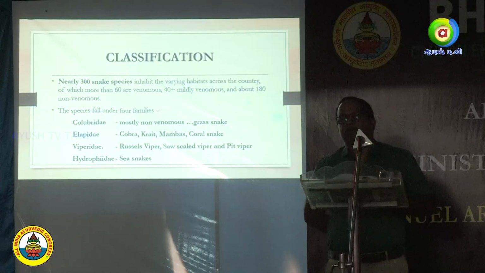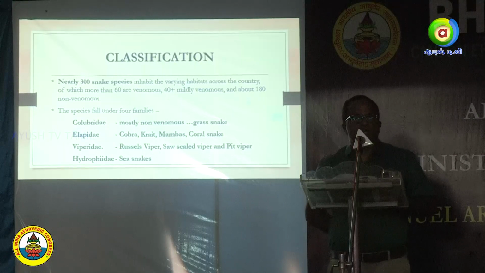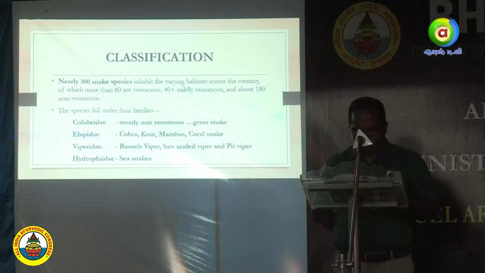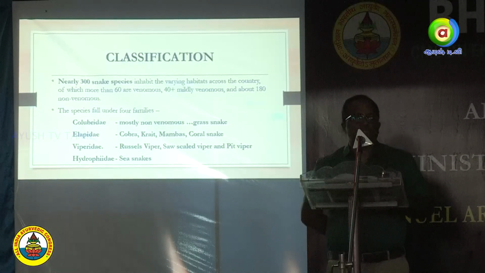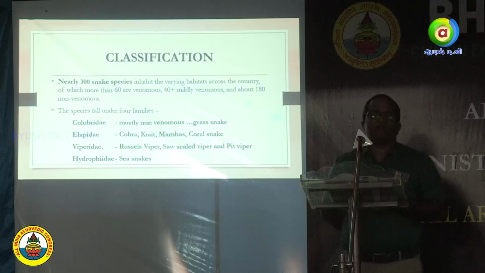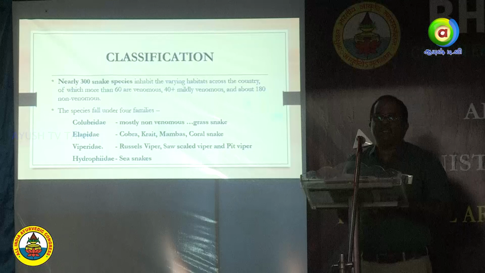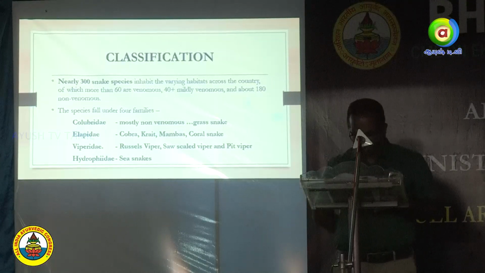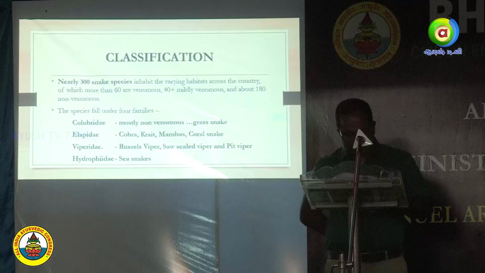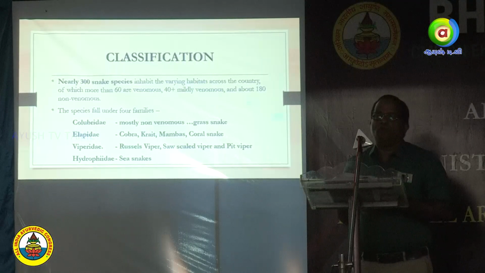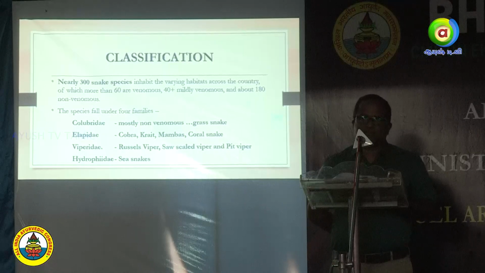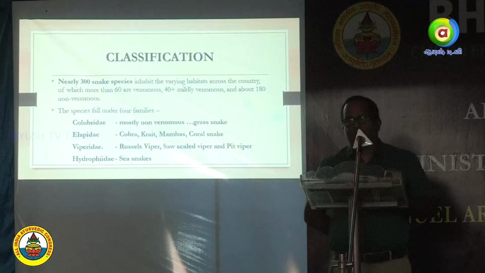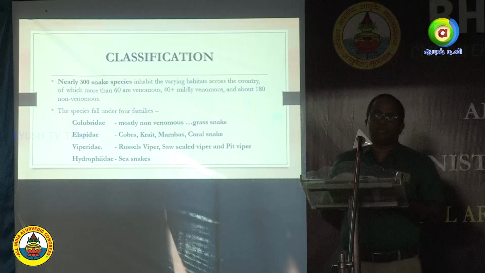In India, around 300 snakes are known to exist. Of those, 60 snakes are known to be highly poisonous, 40 to 60 are mildly poisonous, and around 180 are non-poisonous. These are all categorized under 4 major families. In Ayurveda, they are categorized under 3 major families. One is Darvikara, the second is Mandali, and the third is Rajimanta.